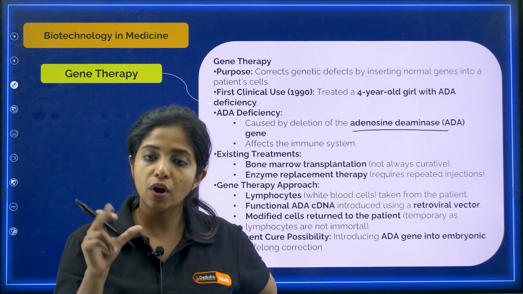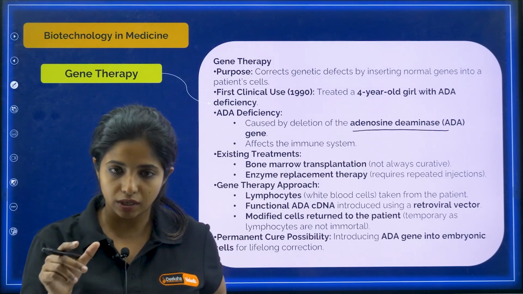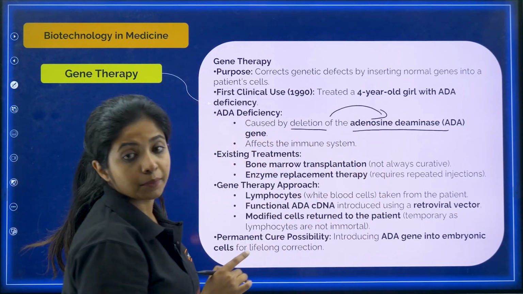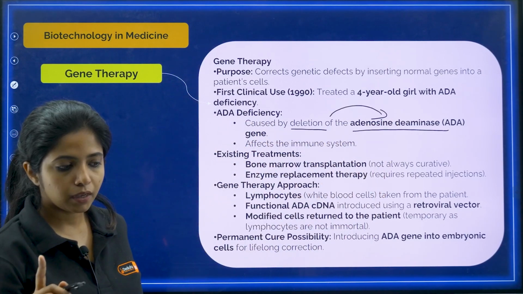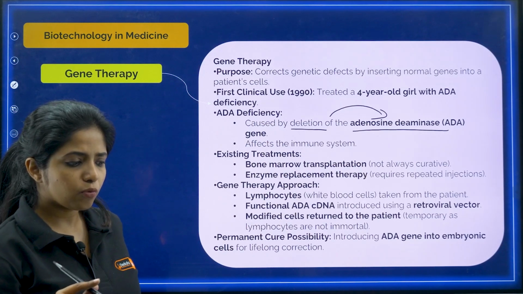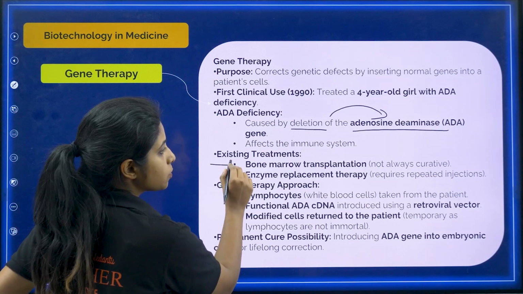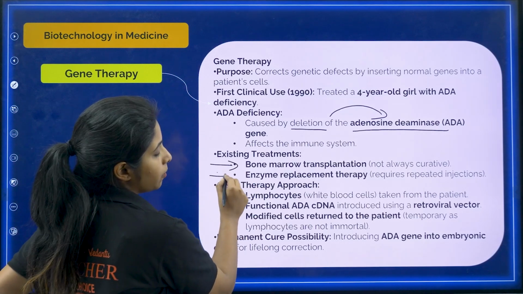But the child was not having this particular gene. There was a deletion of the gene that was coding for what? Adenosine deaminase. Deletion is also very much important over here. So what could be done in that case? So you have two treatments: one is bone marrow transplantation and the other is enzyme replacement therapy.